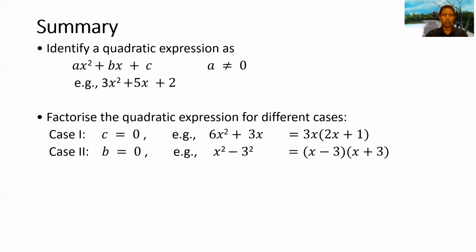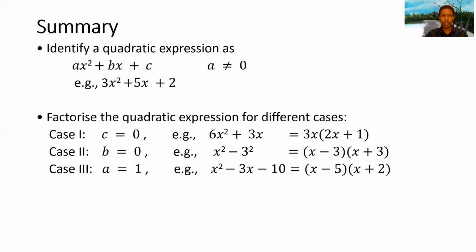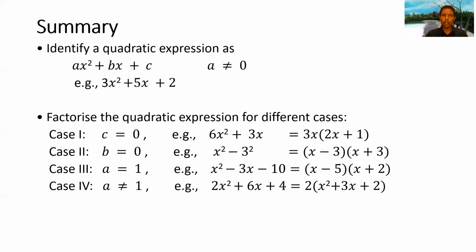Case 2, b equals 0. For example, x squared minus 3 squared can be factorized to give (x minus 3) into (x plus 3). Case 3, a is equal to 1. Example, x squared minus 3x minus 10 can be factorized as (x minus 5) into (x plus 2). Case 4, a not equal to 1. Example, 2x squared plus 6x plus 4 can be factorized as 2 into (x plus 1) into (x plus 2).